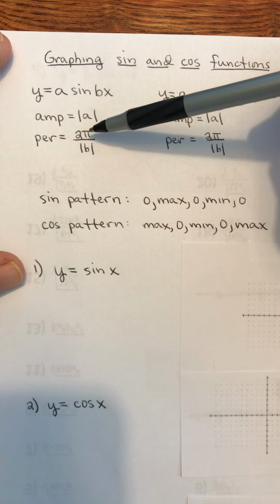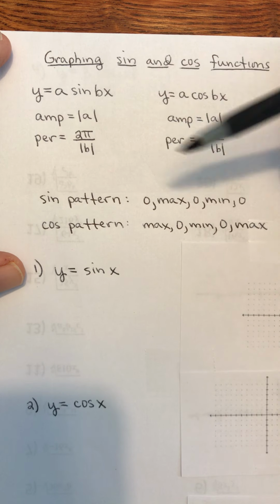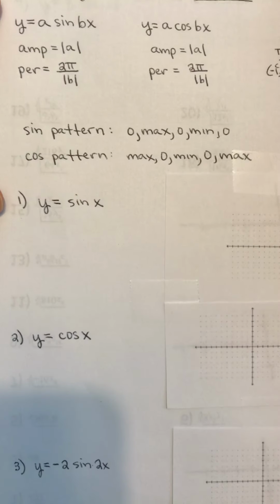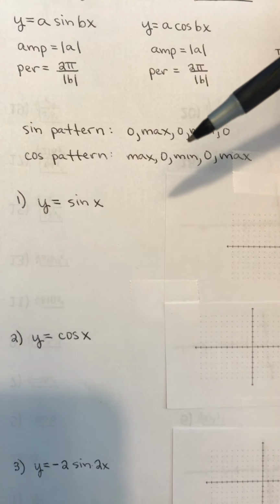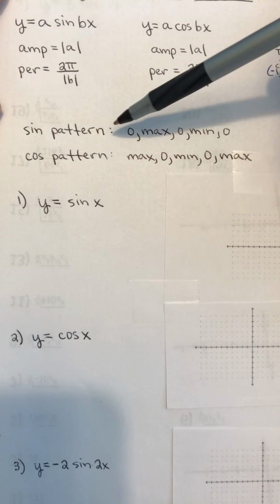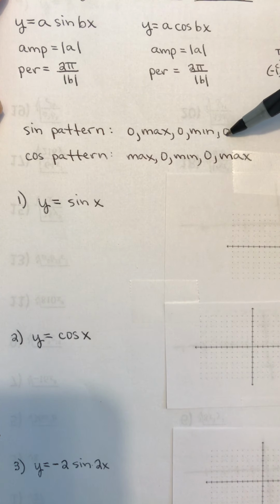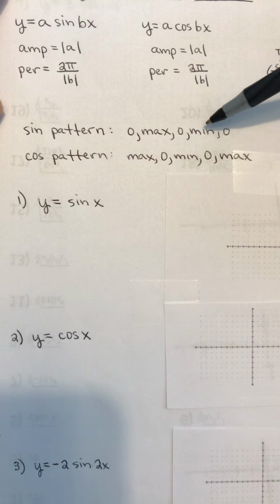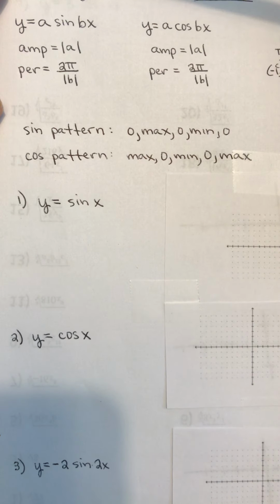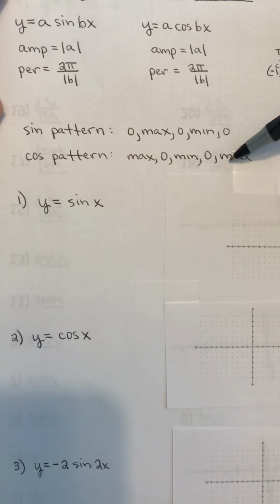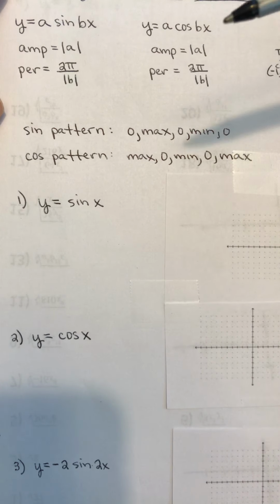And the period is 2 pi divided by the absolute value of b. The period is never, ever negative. There's a pattern in these curves. The sine curve and the cosine curve both go on forever, and the pattern for sine is 0, max, 0, min, 0, and it just repeats over and over again. And the cosine pattern is max, 0, min, 0, max, and that just repeats over and over again.